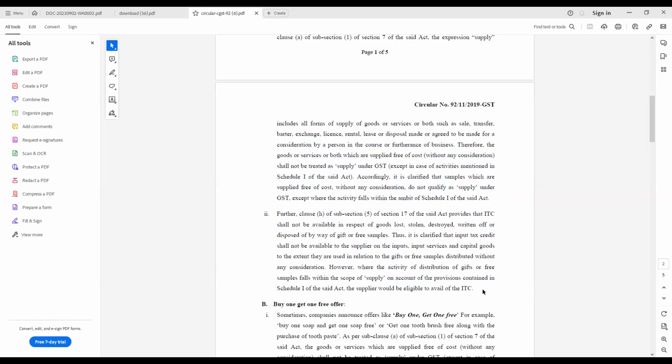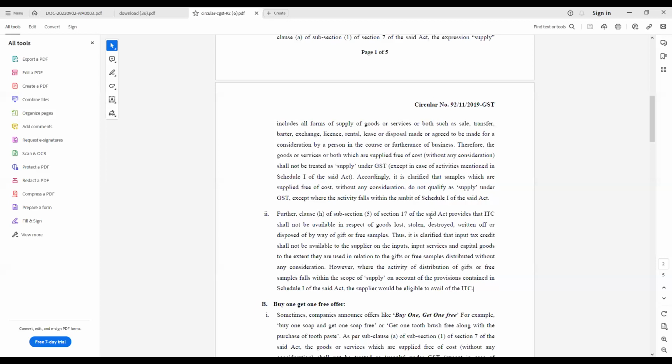I agree with that. One thing which I would like to also highlight in respect of Para 2 of Circular 92, which is there on the screen, is what it says: thus it is clarified that input tax credit shall not be available to the supplier on the input services and capital goods, to the extent they are used in relation to the gift or free samples distributed without consideration. So the words they have used are "in relation to".